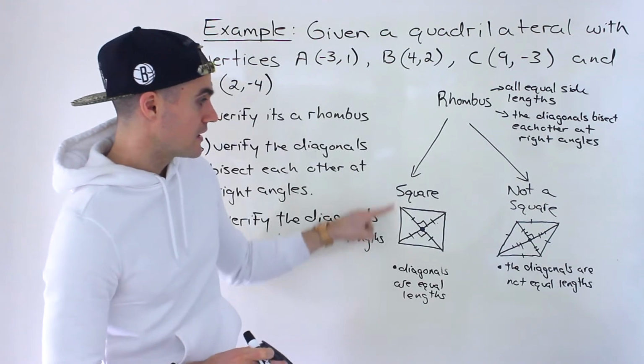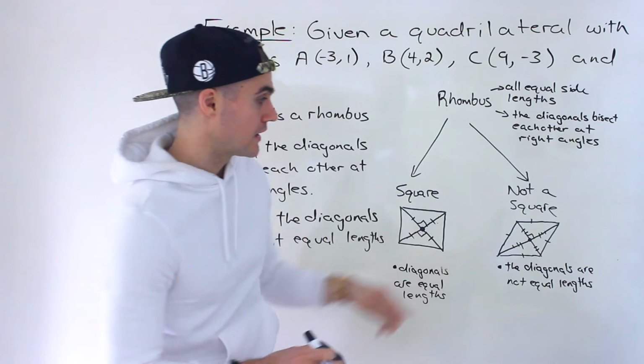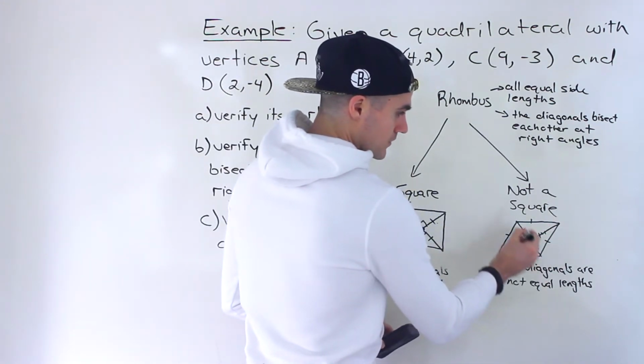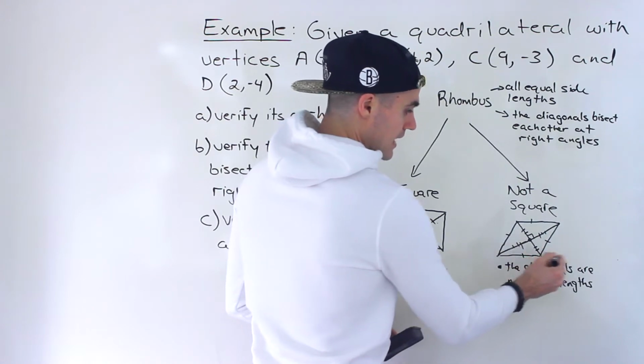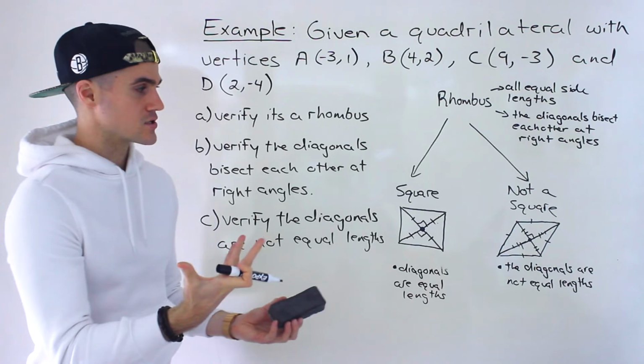But these two properties are specific to each of these cases, where the diagonals are equal lengths if you're dealing with a square, and then the diagonals are not equal lengths. Notice that this diagonal here, it's a bit longer than this one over here. So the diagonals are not equal lengths when you're dealing with a rhombus that is not a square.